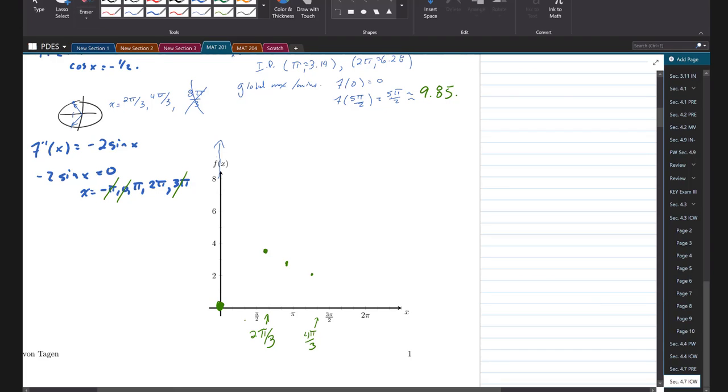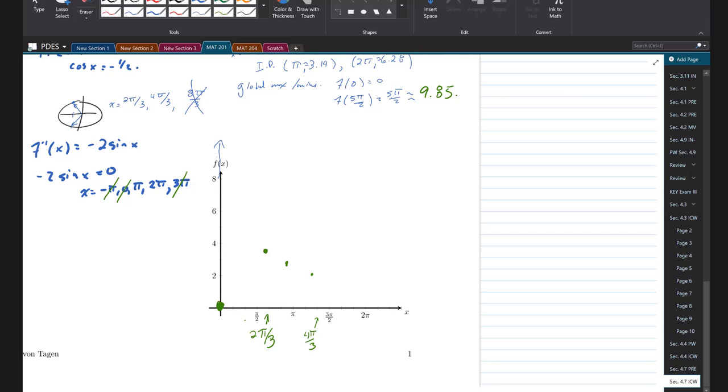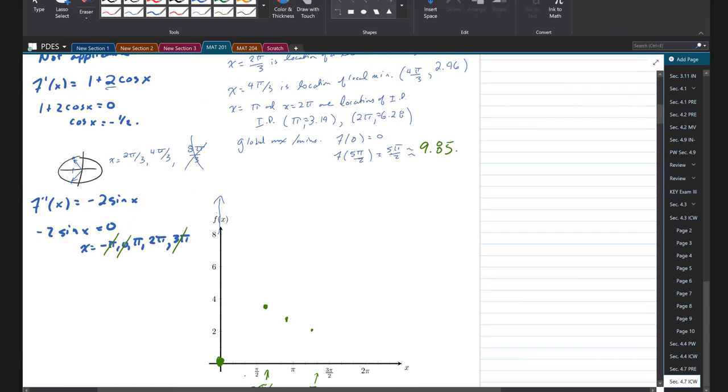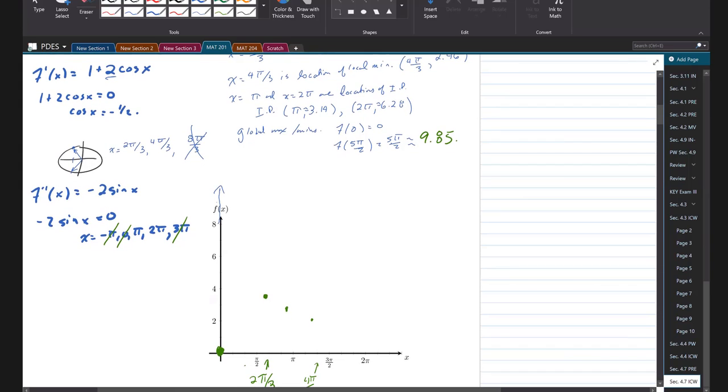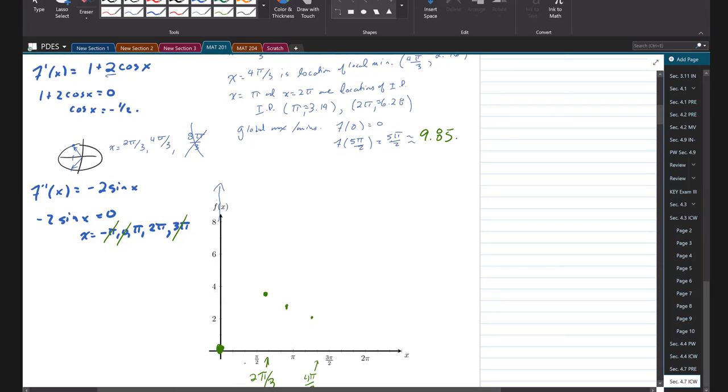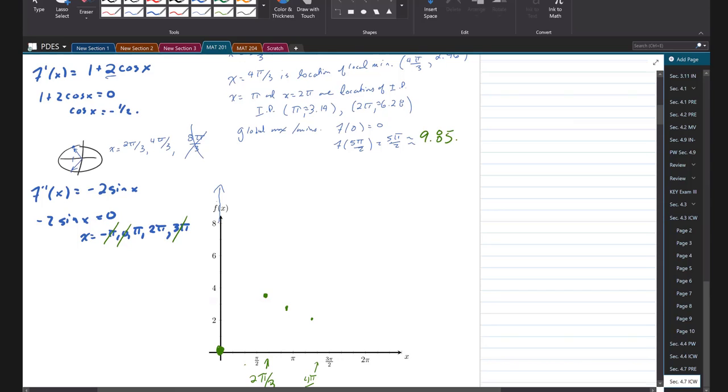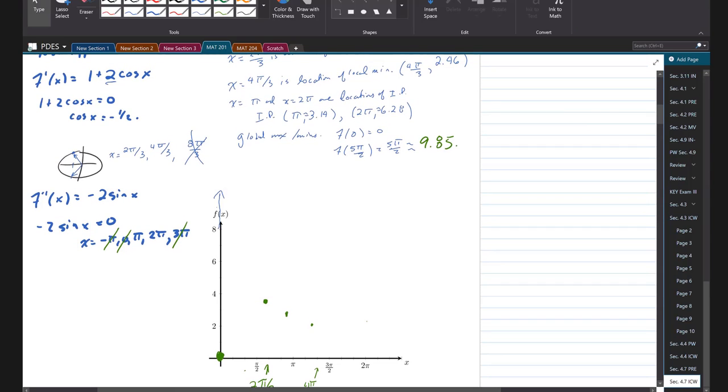Folks, everyone see what I'm doing? I know this is a little bit convoluted. I'm going through and I'm putting on our points, our key points that we found for this graph. Okay? And then we had one more inflection point way out at 2 pi, which is about 6.28.